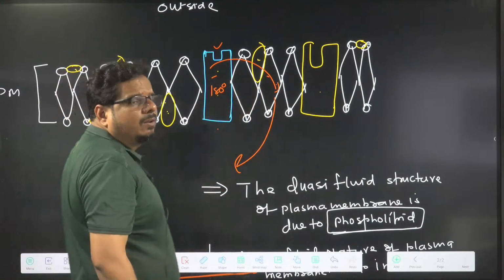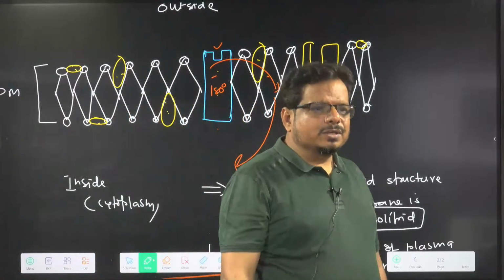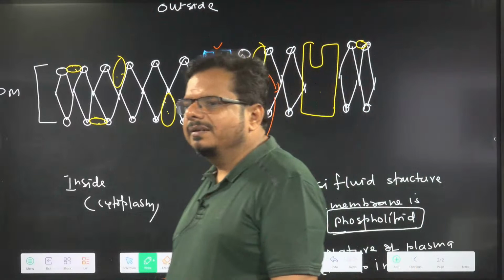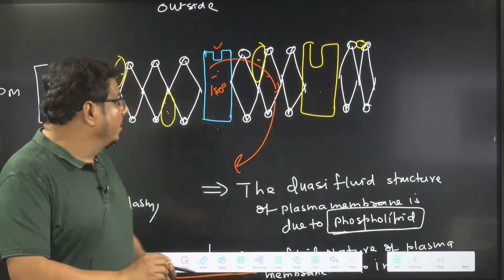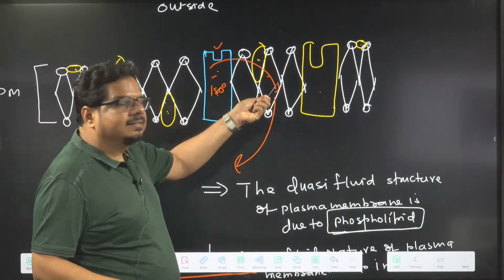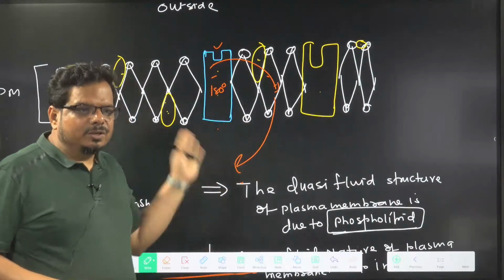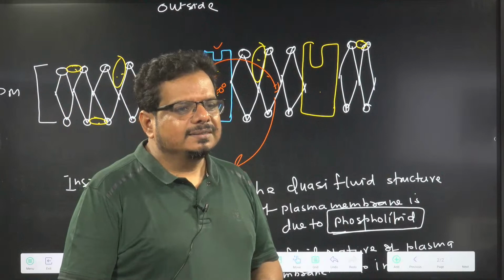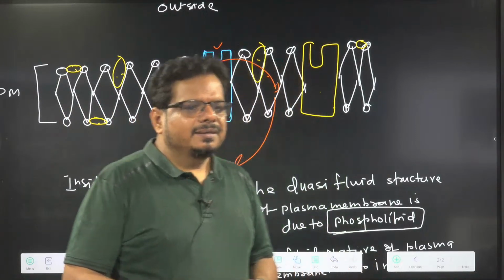Is it possible without lateral movement? Is a rotation of 180 degrees possible without lateral movement? If lateral movement is not allowed, it can't bend like this and come to this side. So it is possible due to which one? Lateral movement. Got the idea? Is it clear in the mind?